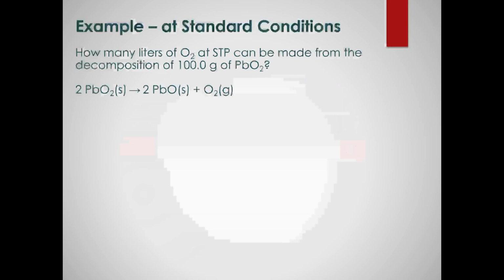So this says, how many liters of oxygen at STP can be made from the decomposition of 100 grams of lead-4 oxide? Okay, and the important thing here is that this is at STP. And when it's at STP, then we can use this 1 mole equals 22.4 liters. But I want you to be very, very careful. You can only use this relationship if you are at STP. And I will show you how to do this calculation if you're not at STP in the next example. So we're going to always start with what we're given. So we'll start with 100 grams of lead-4 oxide.